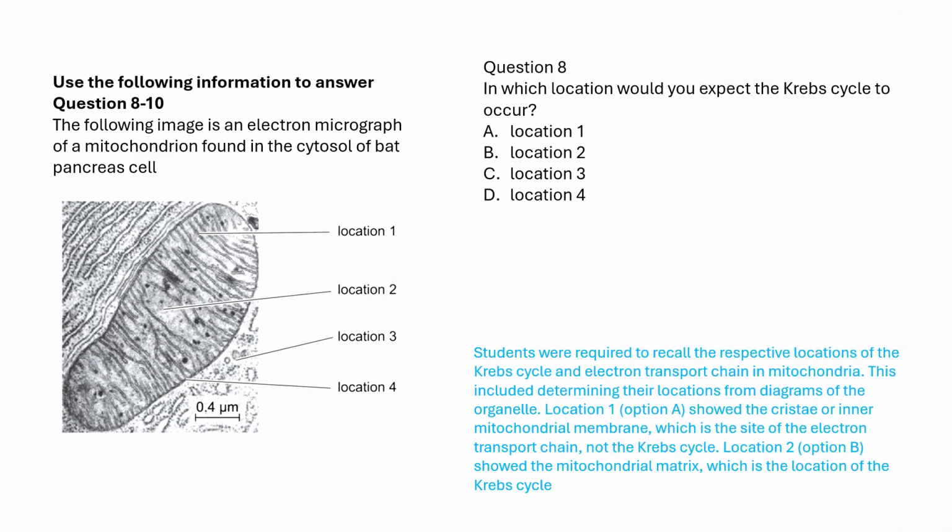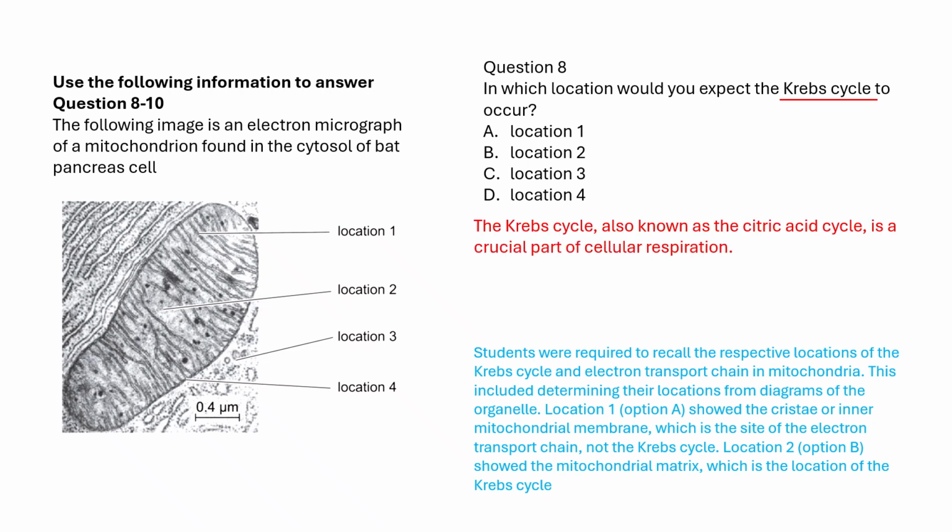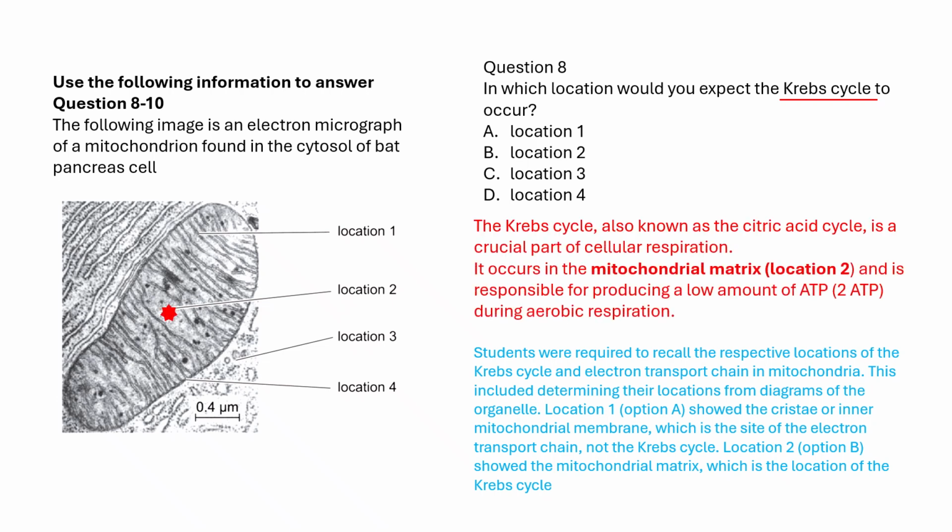The Krebs cycle, also known as the citric acid cycle, is a crucial part of cellular respiration. It occurs in the mitochondrial matrix, location 2, and is responsible for producing a low amount of ATP, 2 ATP, during aerobic respiration.